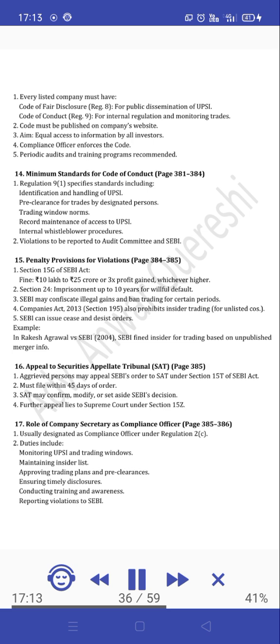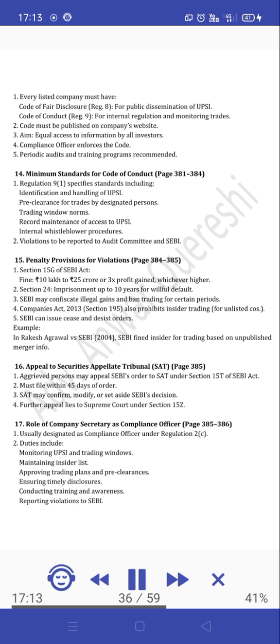16. Appeal to Securities Appellate Tribunal, SAT, page 385-1. Aggrieved persons may appeal SEBI's order to SAT under Section 15T of SEBI Act. 2. Must file within 45 days of order. 3. SAT may confirm, modify, or set aside SEBI's decision. 4. Further appeal lies to Supreme Court under Section 15Z.